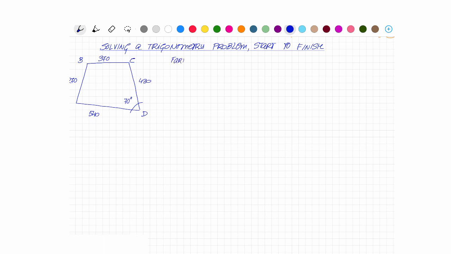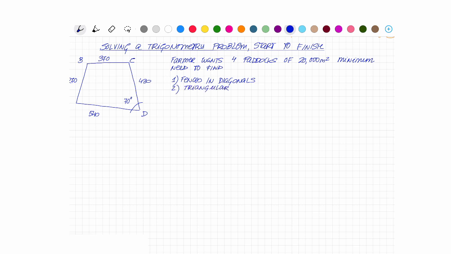Hola clase! Today we're going to see how to solve a full trigonometry problem start to finish. I've copied here the diagram we have from the notes, and they tell me what they need to divide this field in 4 paddocks, minimum 2000 square meters, ideally just by fencing the diagonals. So I'm going to have to find the length of diagonal fences, the areas, and if they're not big enough, an alternative. So there's going to be my achieve, merit, and excellent grades, respectively.